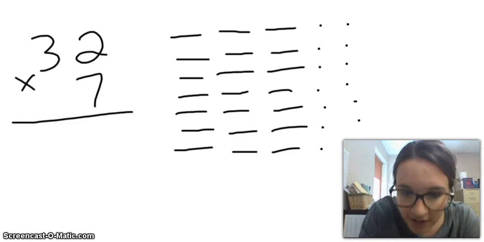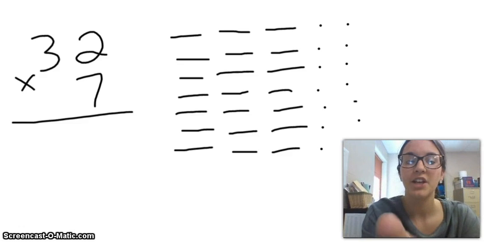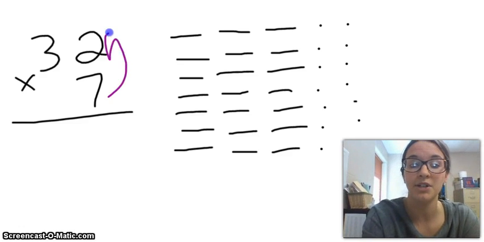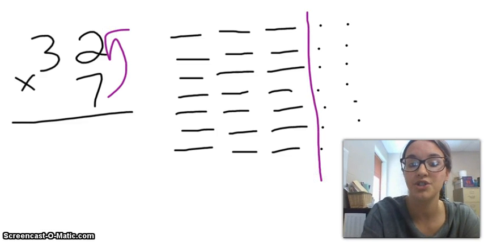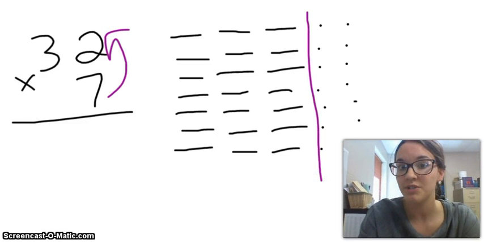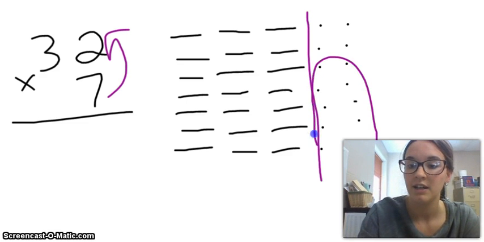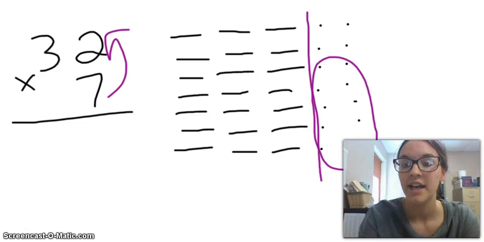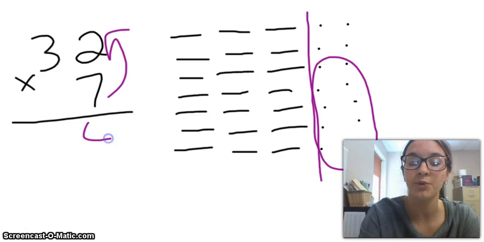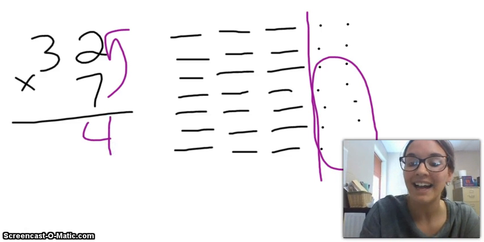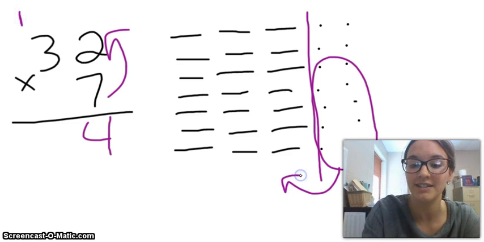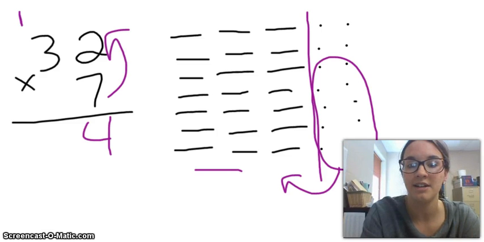So let's use purple. I'm going to start in my ones again. I'm going to do that part of the array, 2 times 7. Well, I know that 2 times 7 is 14. And in 14, I could make a 10, and there are 4 ones. So there are only 4 ones, and I have a 10. I'm going to carry a 10 over here because I could transfer this and make it another 10.